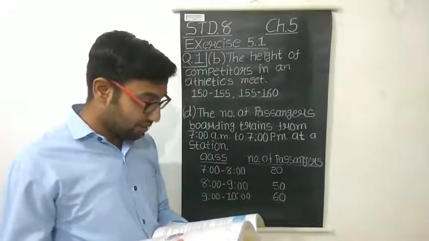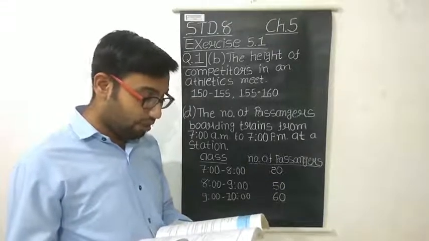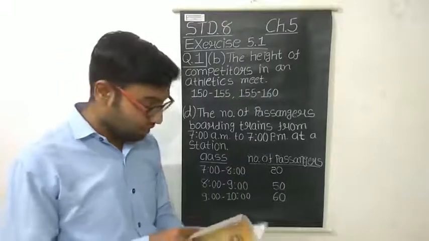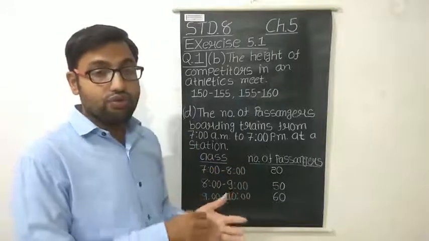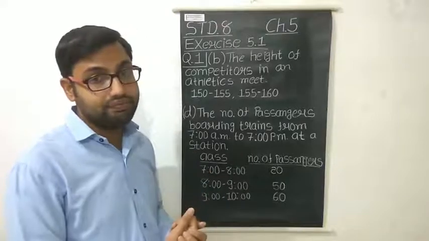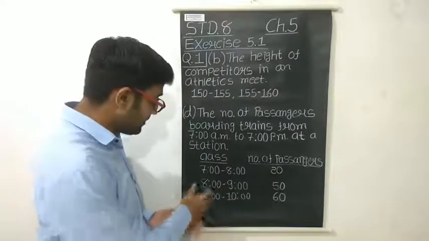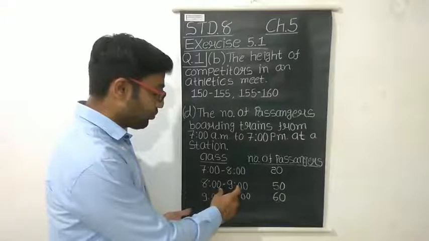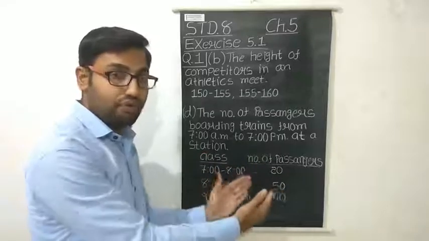The number of passengers boarding trains from 7 in the morning to 7 in the evening, 7 a.m. to 7 p.m., at a station. So here the data is about the number of passengers boarding at a station. Also the time is given. So yes, we can distribute the time. We can make the classes of time like this: from 7 a.m. to 8 a.m., 8 to 9, 9 to 10, and then the number of passengers who boarded.